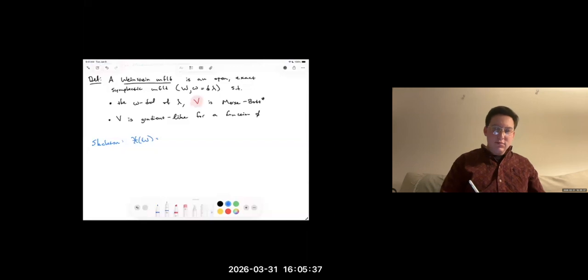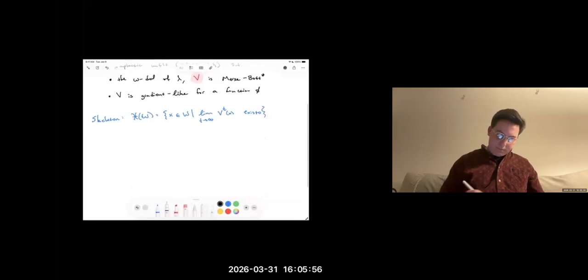is defined to be this: all points x in W such that the limit as t goes to infinity of V_t(x), where V_t is the flow of V, exists. And so let me give a very useful example for me.